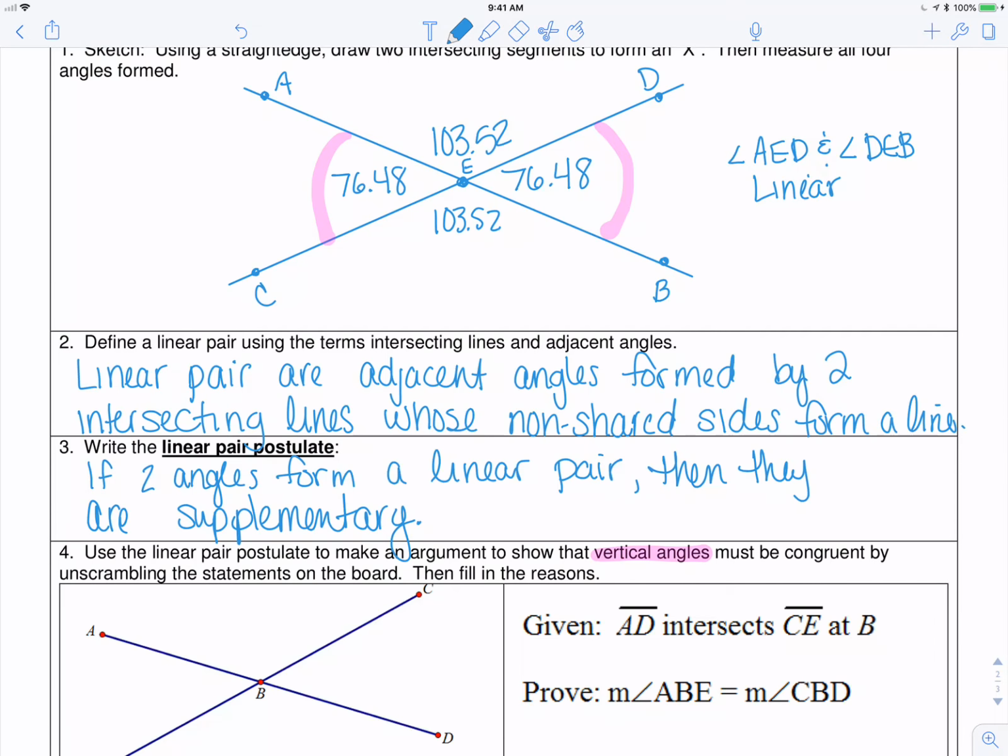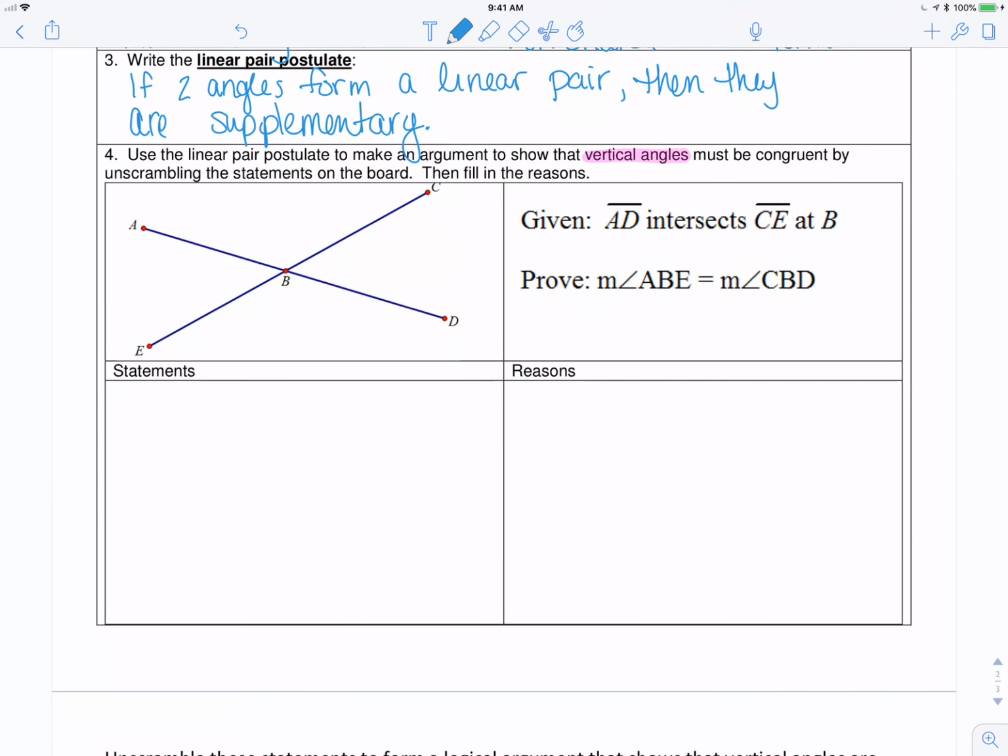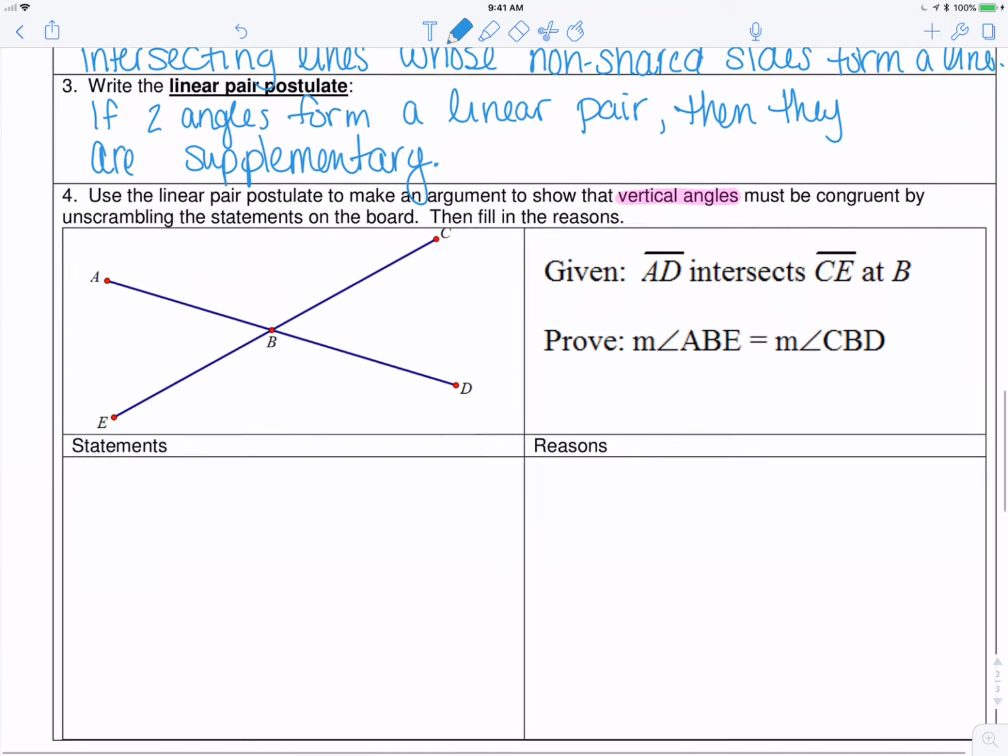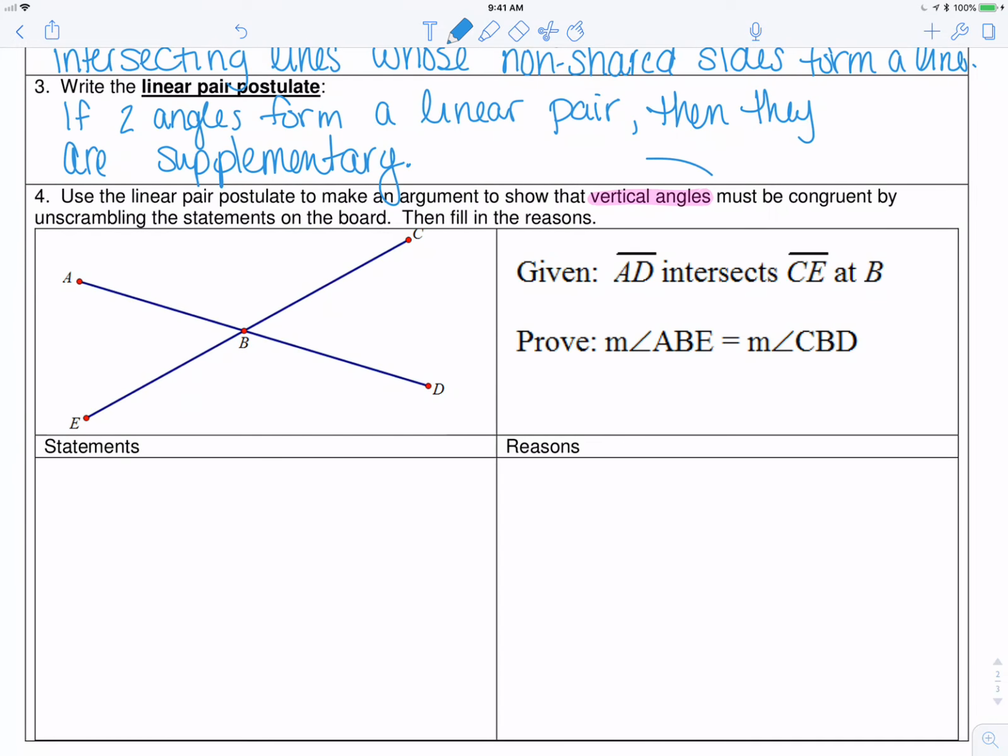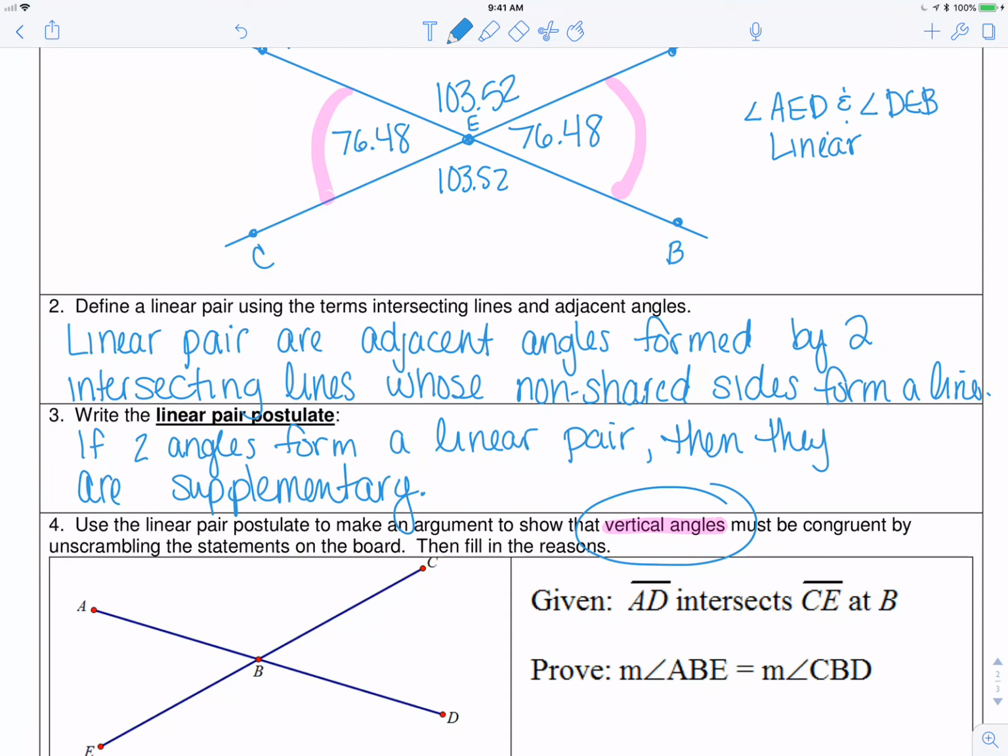Okay, we're going to save the proof and do that in class on Monday. We're going to do the proof of vertical angles on Monday, but right now I'm going to get you started on your homework assignment. So in the next video, you're going to watch the beginning of your homework assignment, and then you'll complete the assignment on your own.